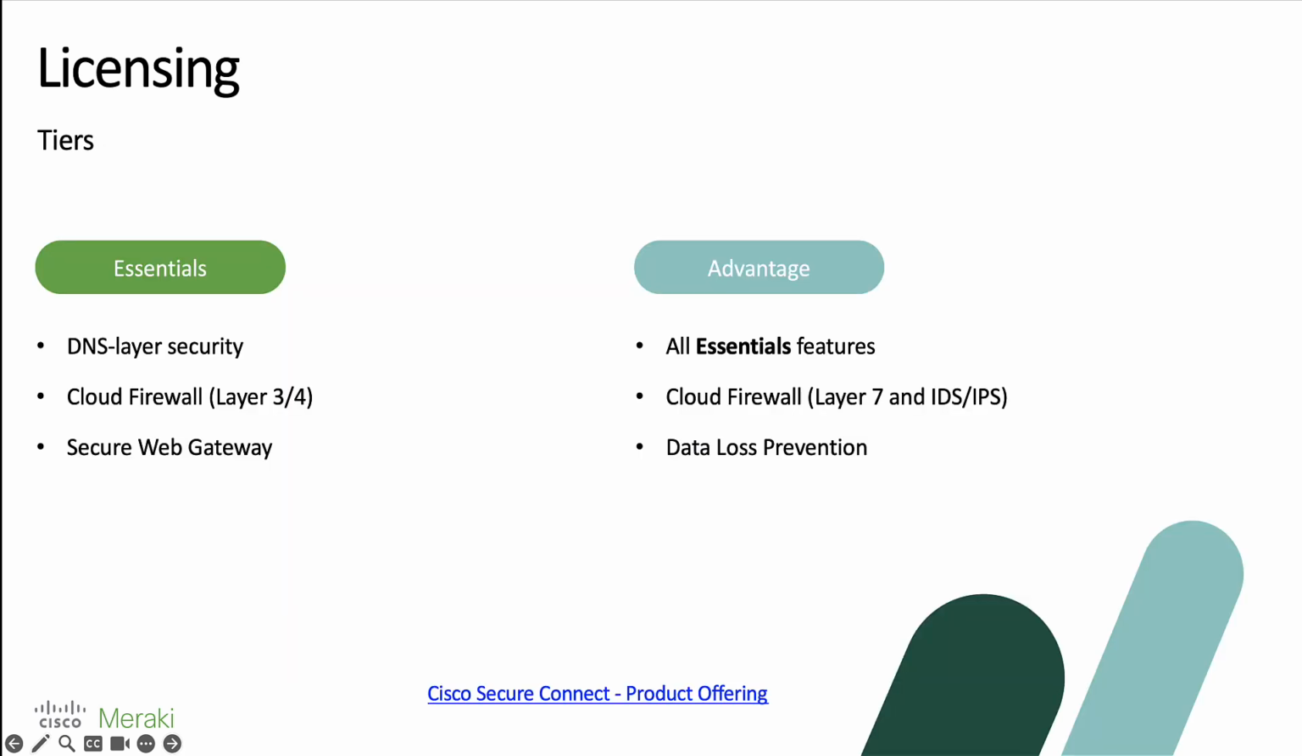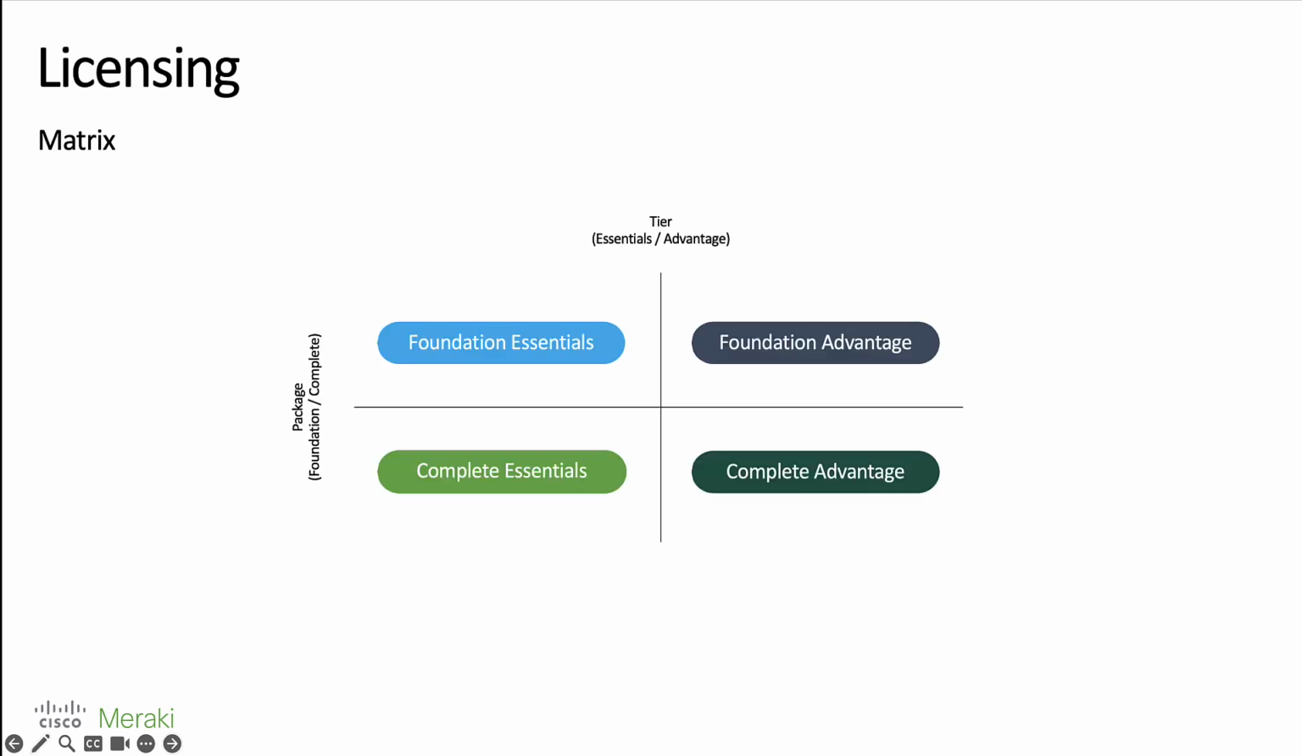In addition to the packaging option, there are two different licensing tiers that Secure Connect comes in between Essentials and Advantage. Now, these bullet points aren't meant to highlight everything that's different between the two licensing tiers. If you would like a full breakdown, please visit the cisco.com website to take a look at the product offering for Secure Connect. But we'll start to use these bullet points in an example that we have coming up on how you might decide which package and licensing tier is suitable for you.